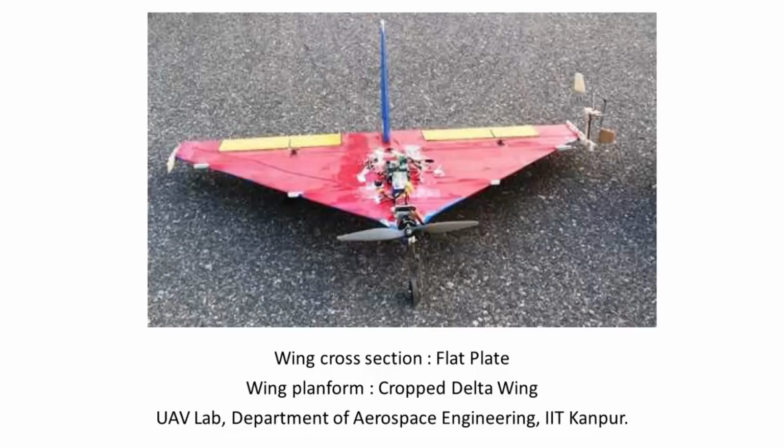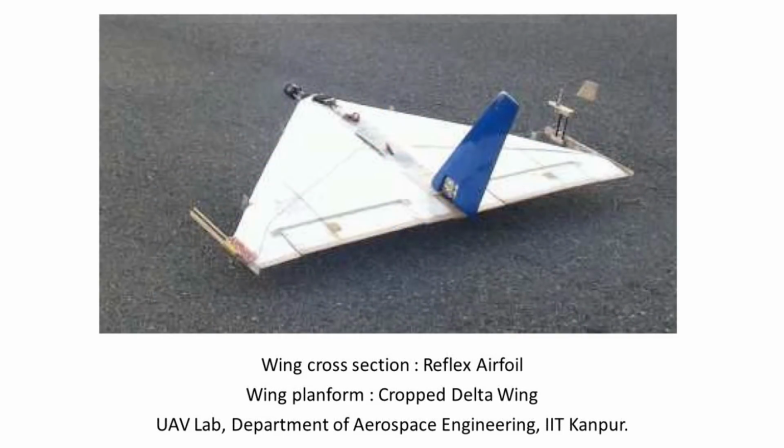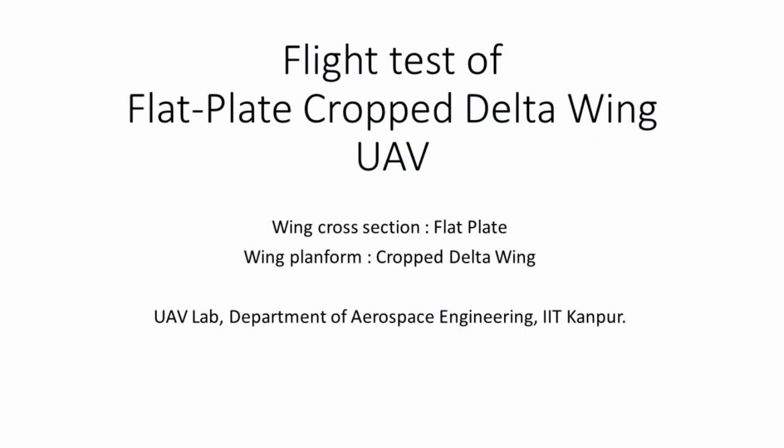These are the two UAVs that we have just discussed, with the same planform. One is a flat plate configuration, the other is a reflex wing configuration. That means the profile is a rectangular cross section for the first configuration, and the second one has a reflex aerofoil cross section. The aerofoil used here is NACA 23110. So let us witness the flight test of these two configurations.